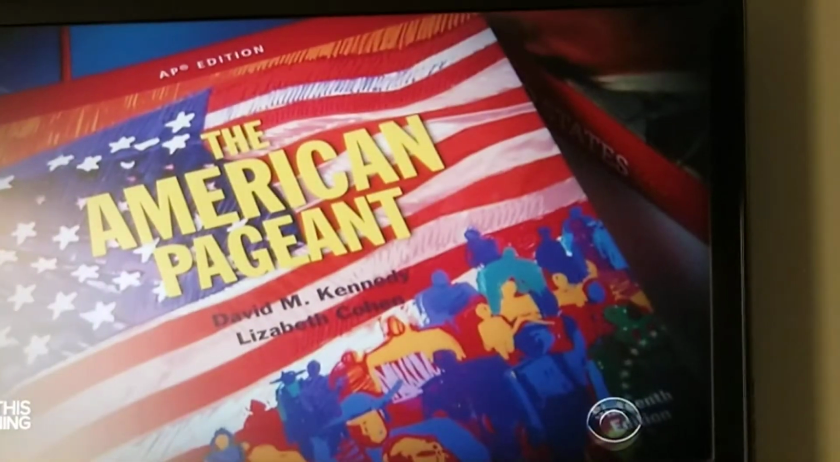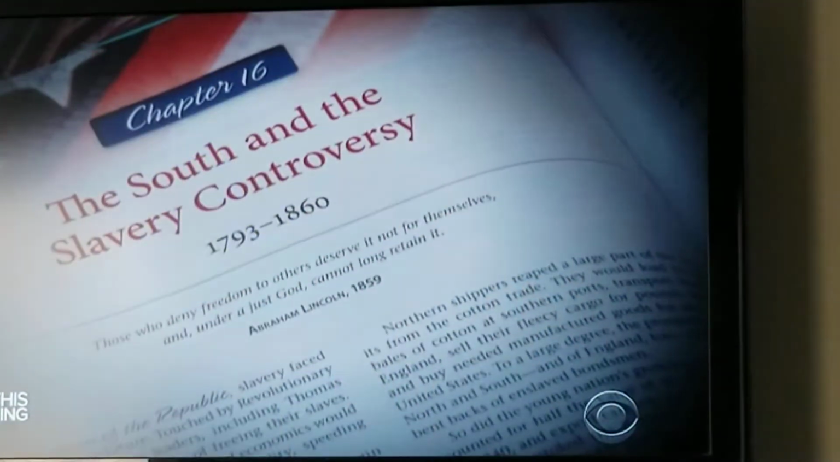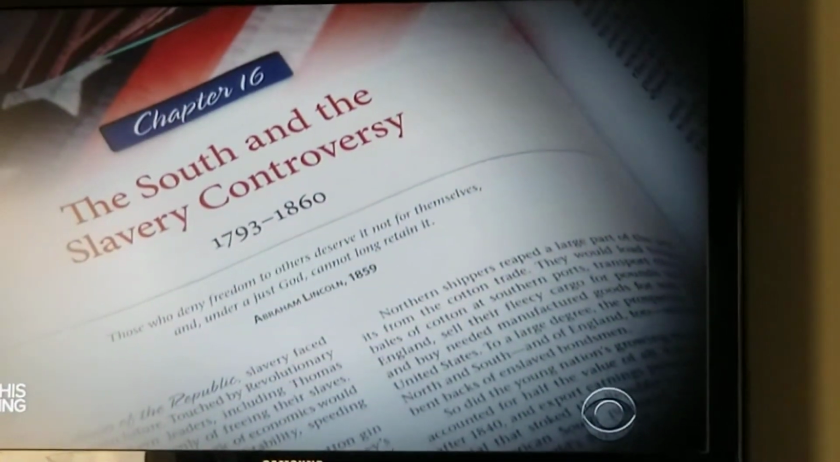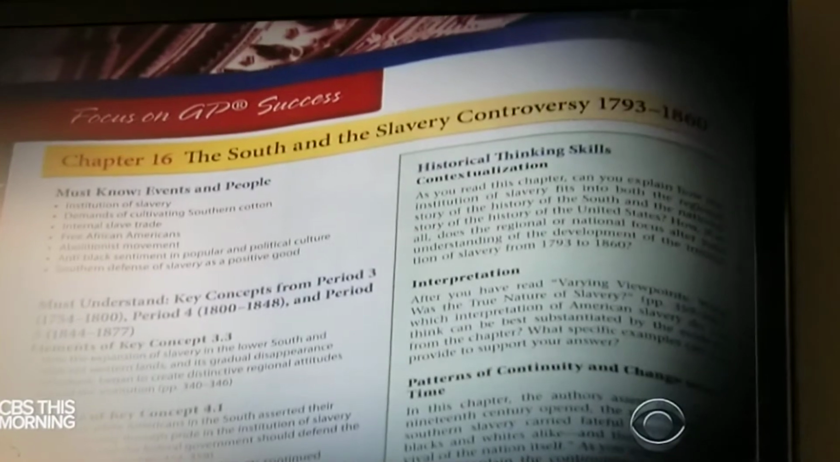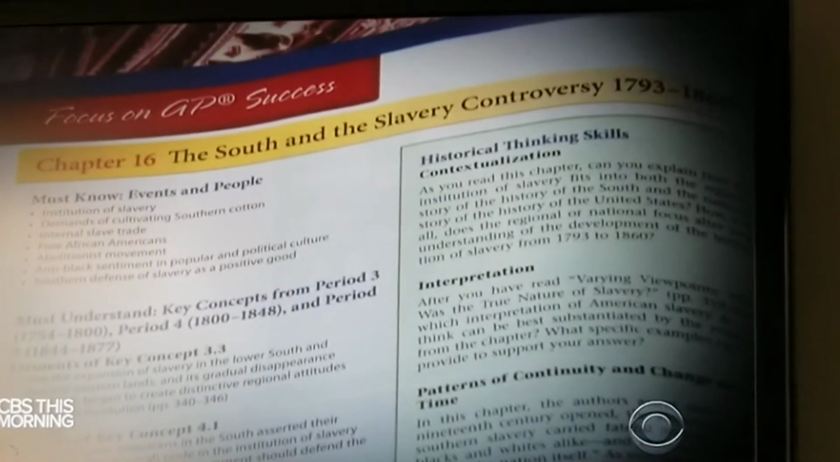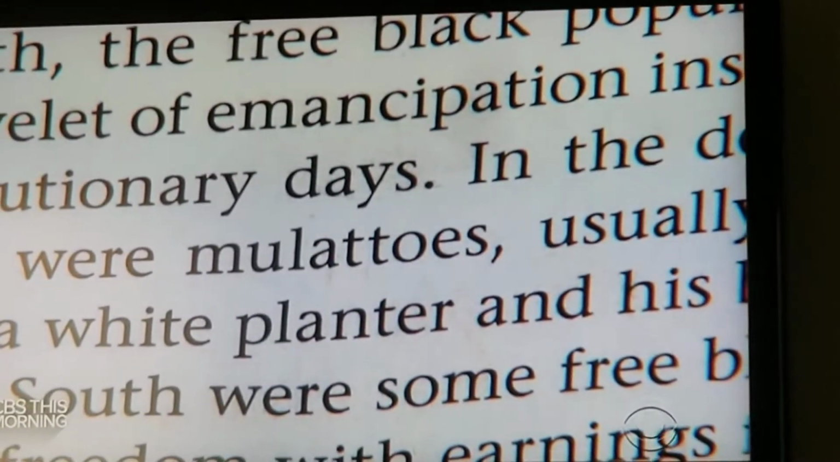The first book, The American Pageant, is used to teach advanced placement history. The publisher of the book says more than 5 million students learn from it each year. We looked at the 16th edition of the book, published in 2016. So here on page 346, it says, in the deeper South, many free blacks were mulattoes. The term mulatto is a racist slur against biracial people.